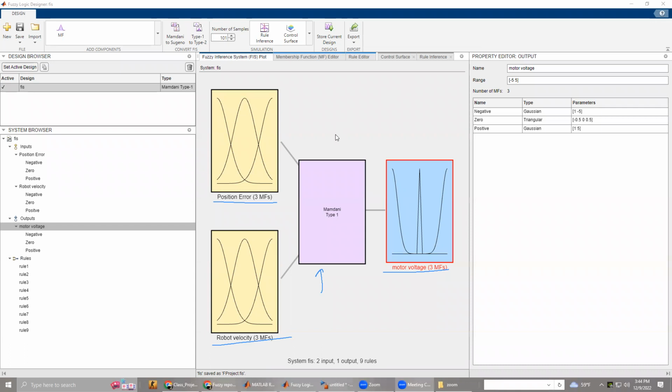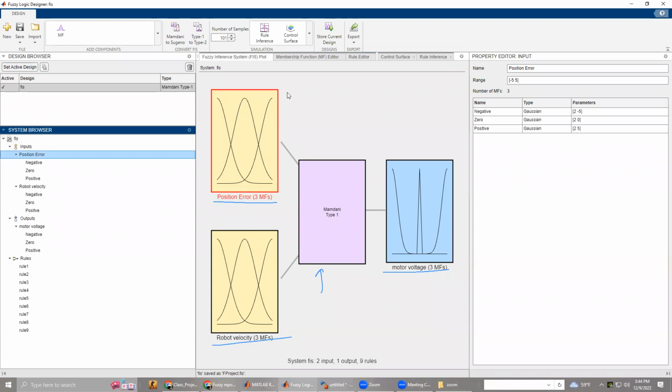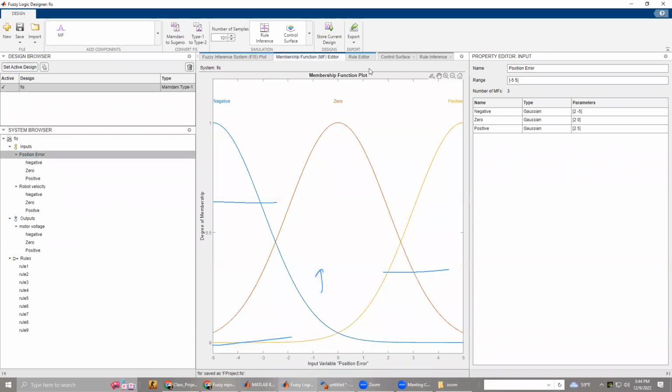Taking a closer look at our inputs, starting off with the position error, we can see the membership plots. The blue line describes the membership that the robot is too far away from the target. The red describes if the robot is just close enough, and the yellow describes if the robot is too close.